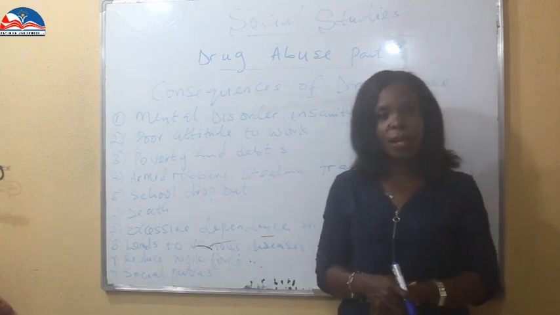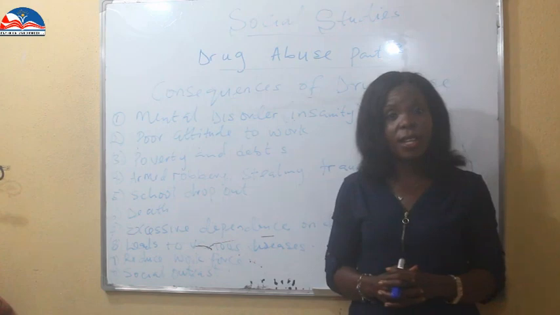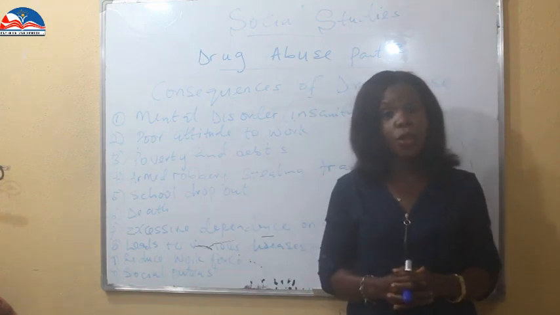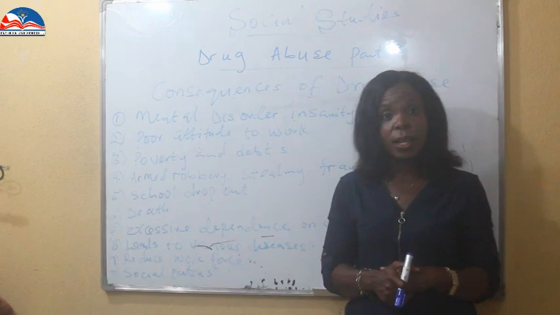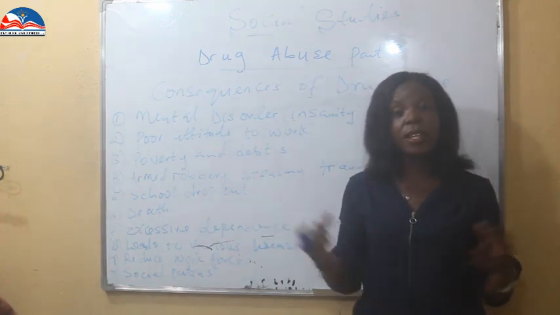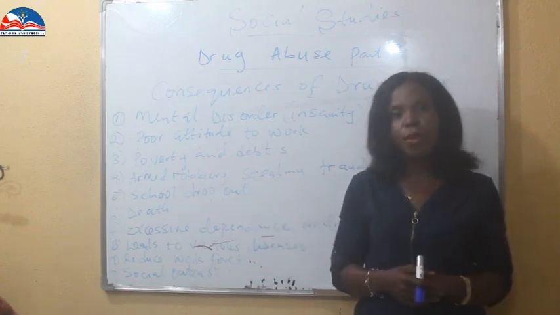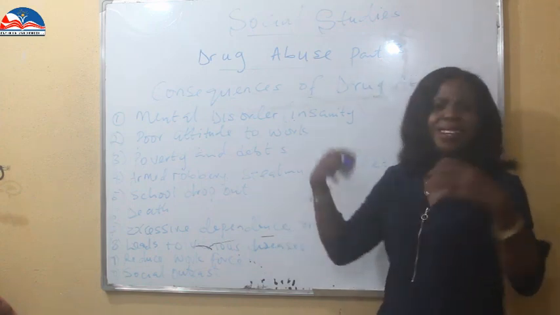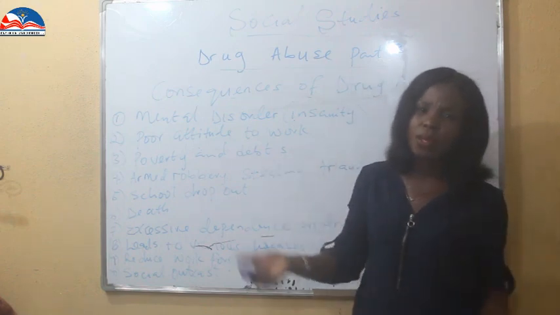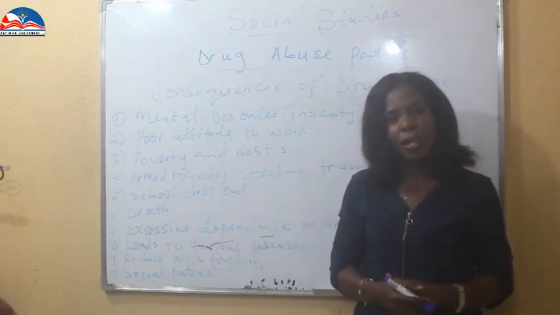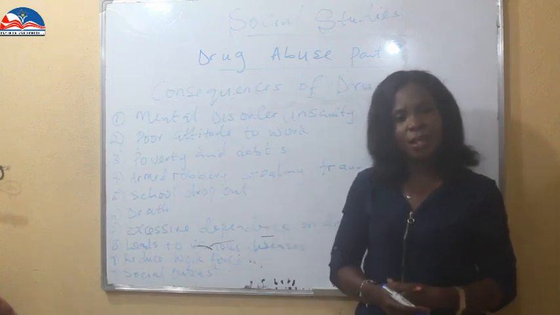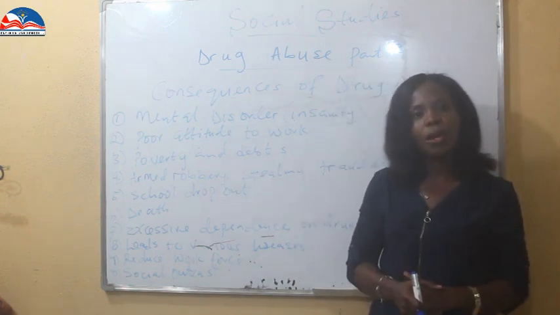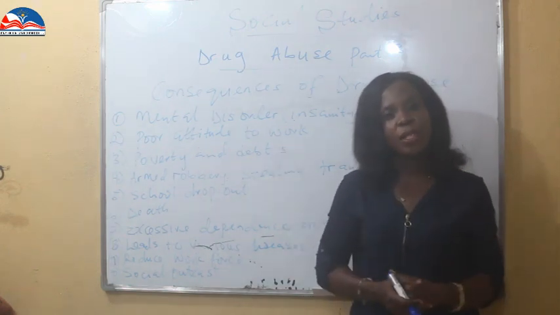Then poverty and debt. If you've seen a drug addict, you know a drug addict can sell whatever property he has in order to take drugs. Some persons are so addicted that if they don't have the money to buy drugs, they sell their personal belongings. Things they have worked so hard to earn, they just sell cheap because they want to take that drug. They are so addicted to it. Before you know it, no money in their pocket. Before you know it, they go into debt. They start buying on credit. They start borrowing money from friends, family, acquaintances, workmates, schoolmates, in order to satisfy their urge for drug addiction. It leads them to poverty.